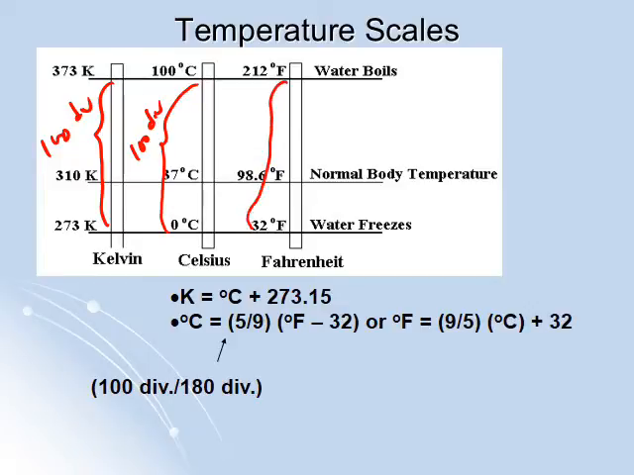So that's 180 divisions. So the difference in these cases, especially between Celsius and Fahrenheit or Kelvin and Fahrenheit, is they not only start with other than 0, also their divisions are different. And each division is called 1 degree in their own scales.